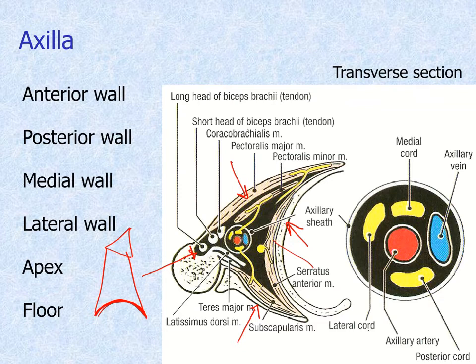Medial wall of the axilla is formed by the serratus anterior muscle. The anterior wall is formed by the pectoralis major and pectoralis minor muscles, with a small contribution from the clavipectoral fascia and the subclavius muscles, which you will learn later. Posterior wall is formed by the subscapularis muscle, teres major muscle and the latissimus dorsi muscle, which you cannot see in this diagram. And the lateral border or the wall is formed by the bicipital groove of the humerus, which is a very narrow area.